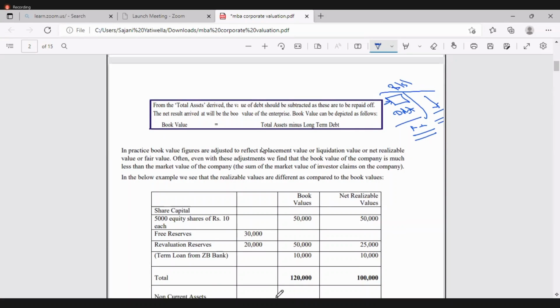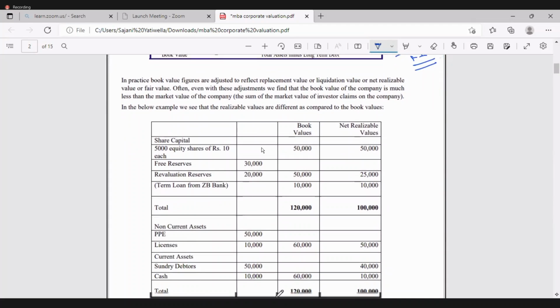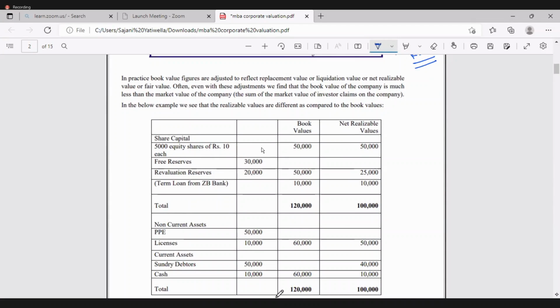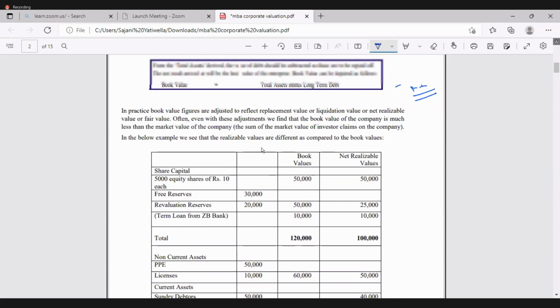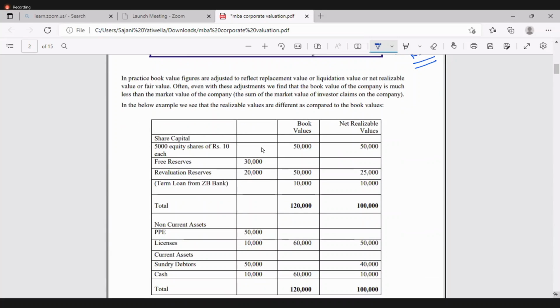Okay, here is one example. Book value of equity, 50,000. Then reserves, revaluation reserves, and term loan, meaning long-term debt capital, 10,000, then 120 in total. Starting from the asset side, non-current assets.